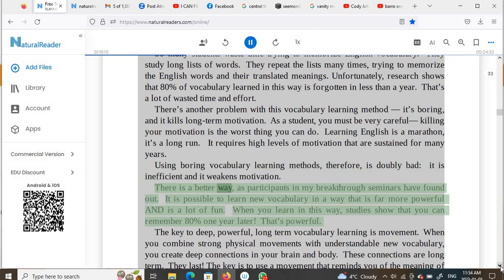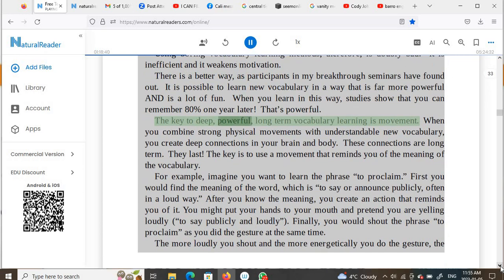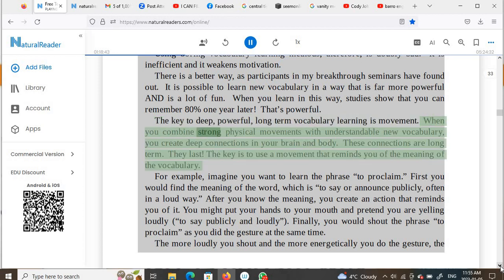There is a better way, as participants in my breakthrough seminars have found out. It is possible to learn new vocabulary in a way that is far more powerful and is a lot of fun. When you learn in this way, studies show that you can remember 80% 1 year later. That's powerful. The key to deep, powerful, long-term vocabulary learning is movement. When you combine strong physical movements with understandable new vocabulary, you create deep connections in your brain and body. These connections are long-term. They last.